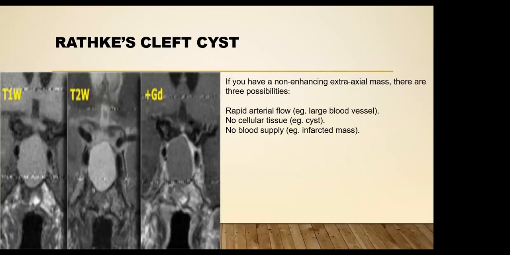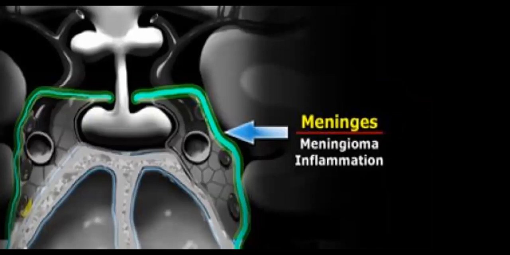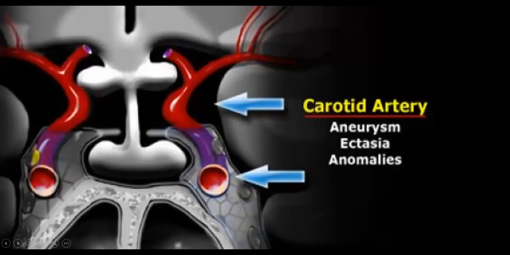Regarding the optic chiasm, think about the glioma and demyelination. Meninges, meningioma, and inflammation. And here, as you see, this is a lesion with a dural tail enhancement in case of meningioma. And the carotid artery, think about the aneurysm, ectasia, and anomalies. And don't forget the normal variant, which is the kissing internal carotid arteries, which is very important in case of transsphenoidal hypophysectomy.